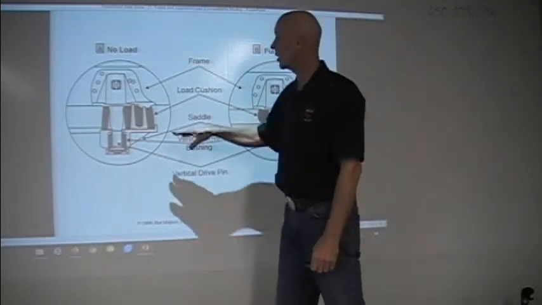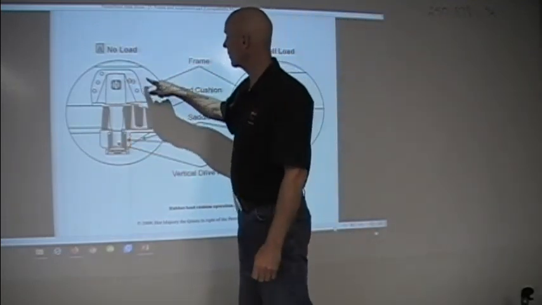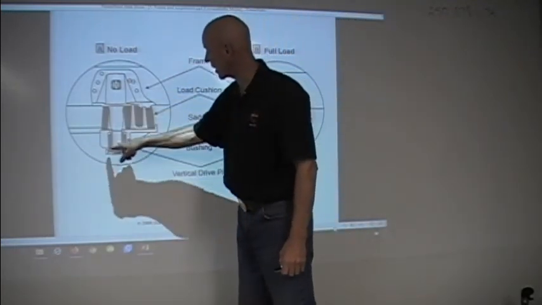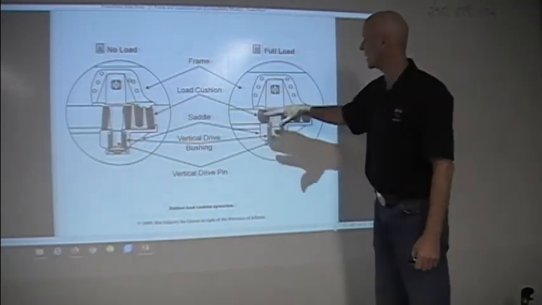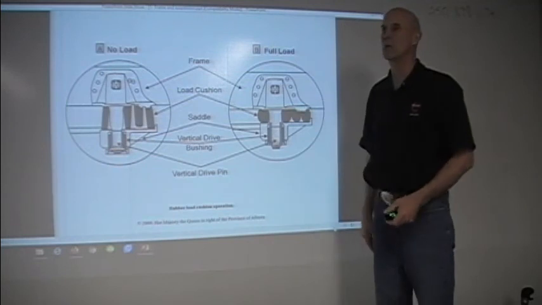So how this works is, this is our frame rail, this is our suspension, this goes down to our nut, and this is our rubber block. So as we start to load it down, basically what we're doing is compressing that rubber.